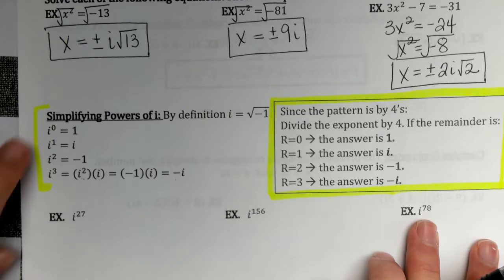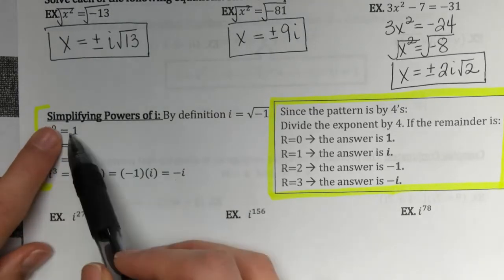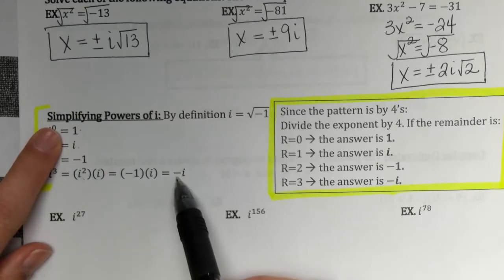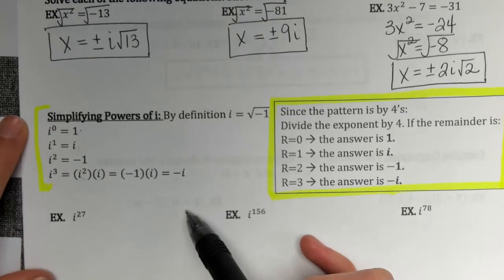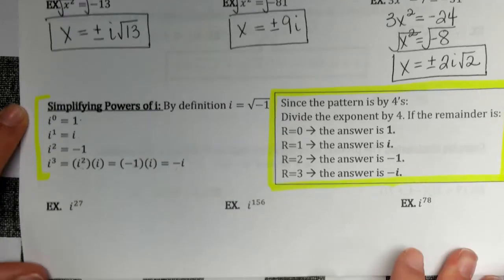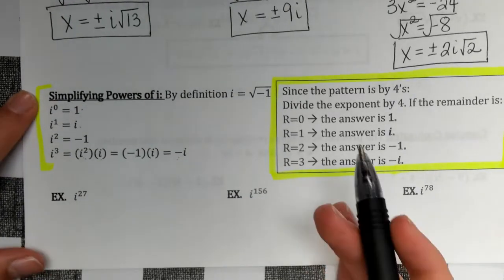Okay. Now this, if you recognize the pattern, you have a 1 and an i, and then from there you just negate it. Okay, so it's really not hard to memorize. If you are visual, you just have your 1, i, -1, -i, and then do your 0, 1, 2, 3. Okay? That's how I did it when I learned it.